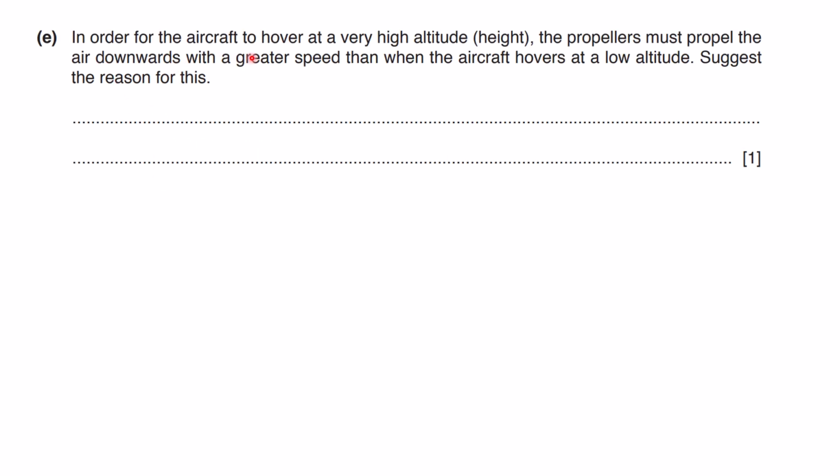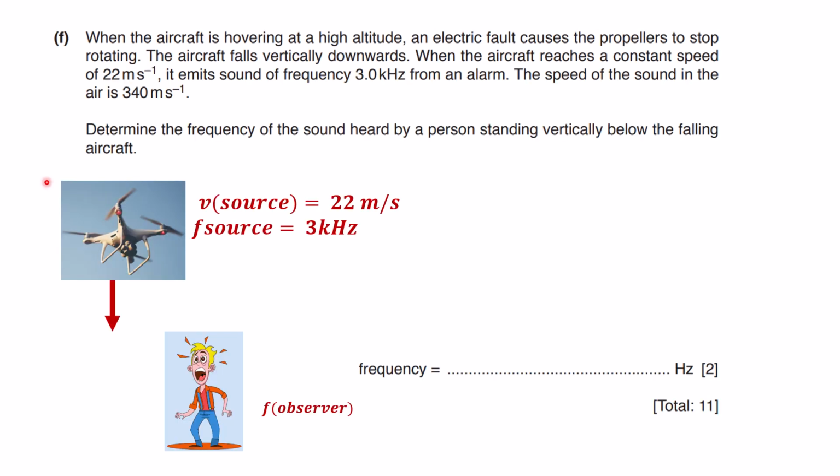In order for the aircraft to hover at very high altitude, the propeller must propel the air downwards with a greater speed than when the aircraft hovers at a low altitude. Suggest the reason for this. Well, at high altitude, the density of the air is less, so that's why the speed is greater. This is the last section of this question.